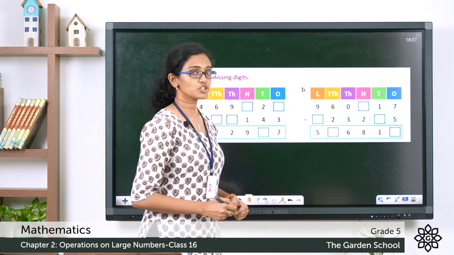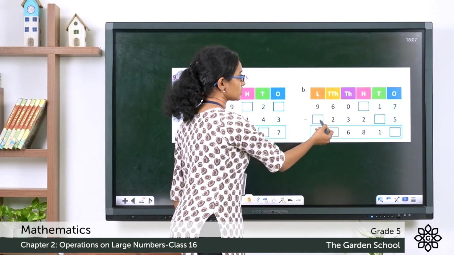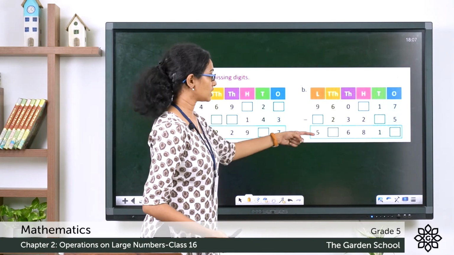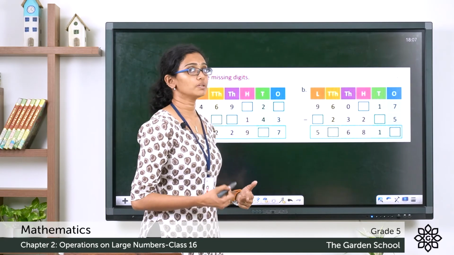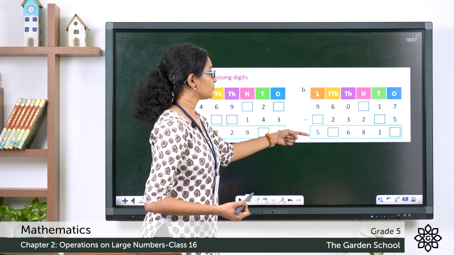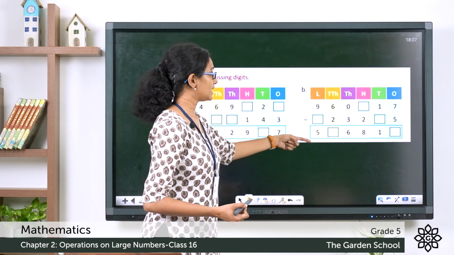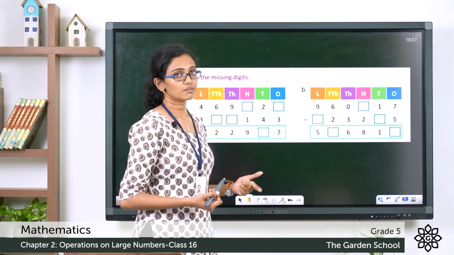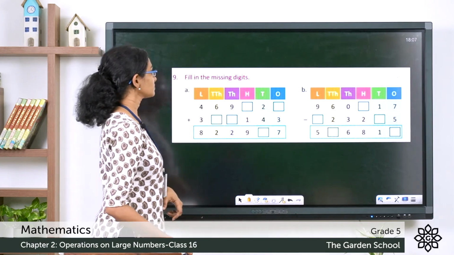And in the subtraction problem, you have the minuend, the subtrahend, and the difference. Here also we know that the subtraction is done correctly if you can get the minuend by adding the difference and the subtrahend. So you can use that method to check the subtraction.